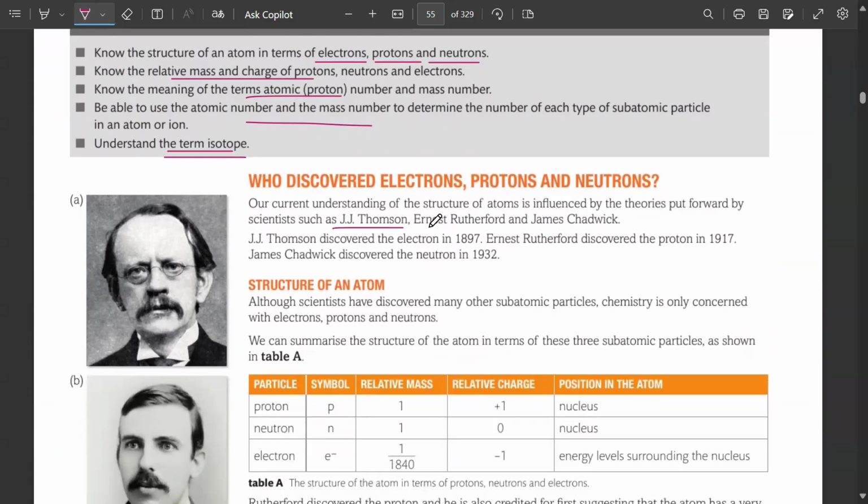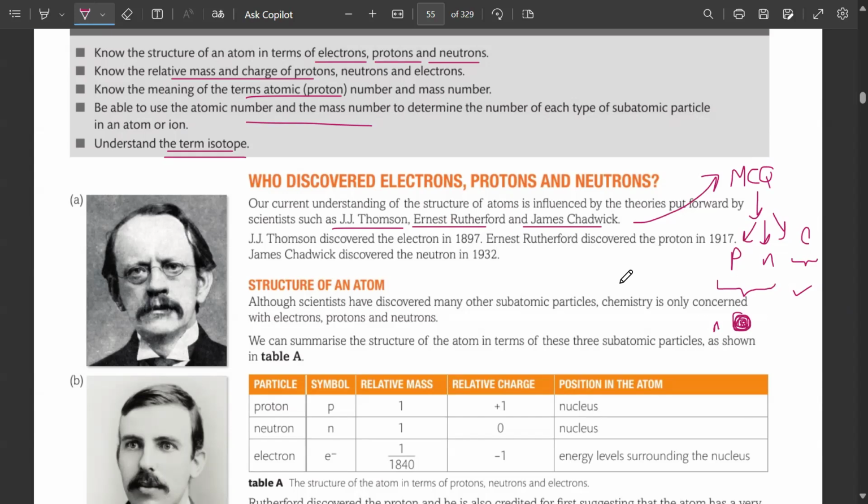J.J. Thomson, Ernest Rutherford and James Chadwick were the three scientists who actually came upon proving the theory, and this is an MCQ as well, a very important MCQ. These are the three scientists which proved the existence of the three subatomic particles, the protons, the neutrons, and the electrons. And the position of these three subatomic particles was proven by Rutherford, where he said that protons and neutrons are concentrated in the middle of the atom inside the nucleus, whereas the other empty area consists of the electrons which are present in the shell.